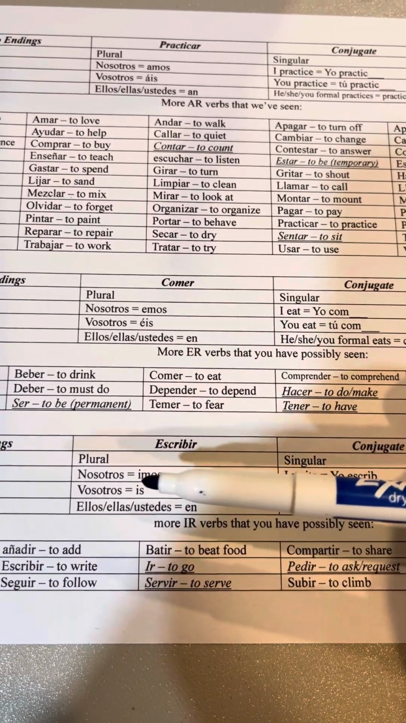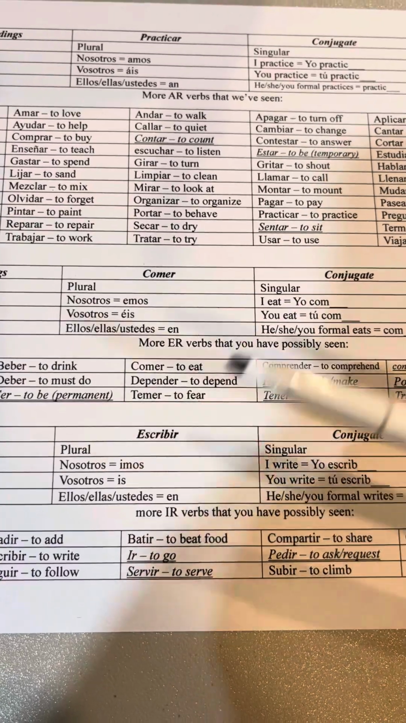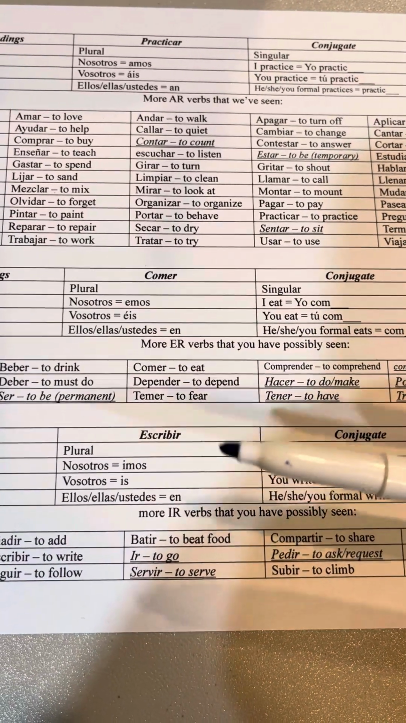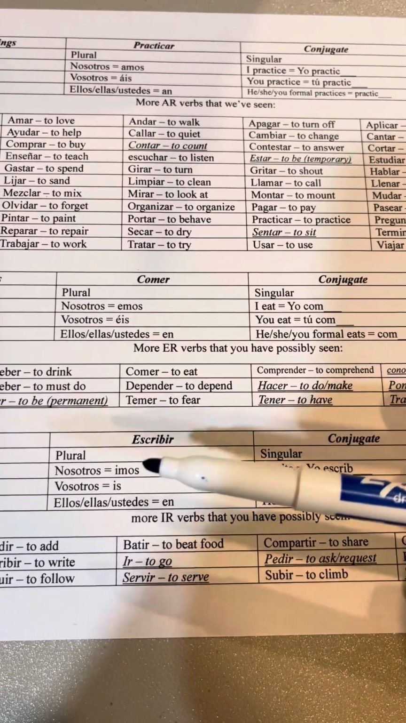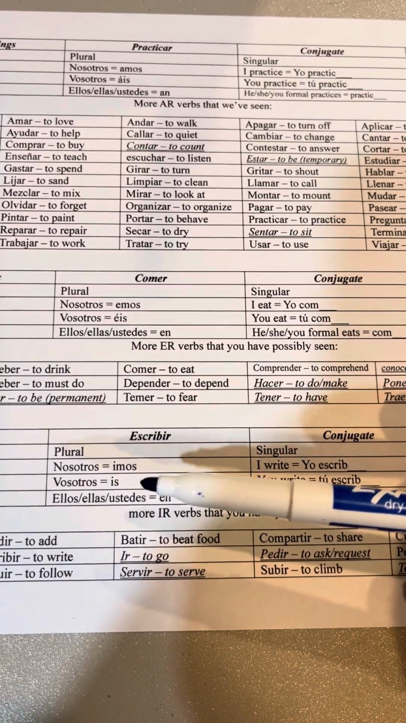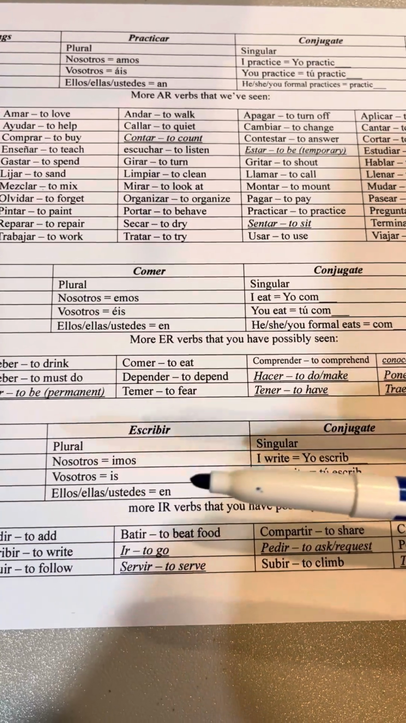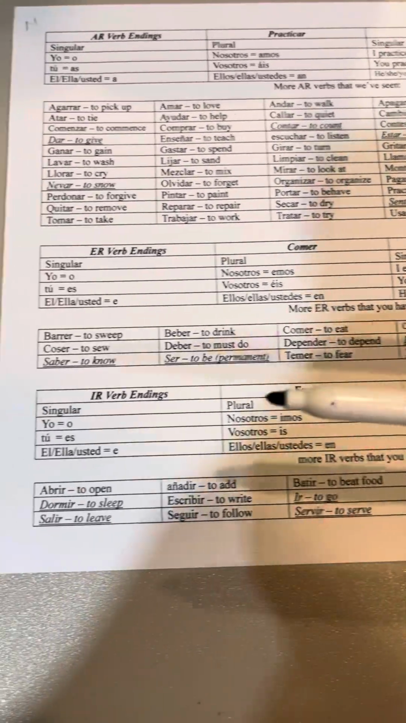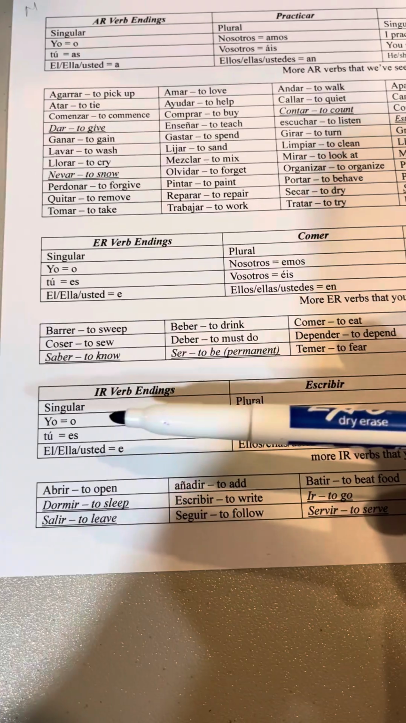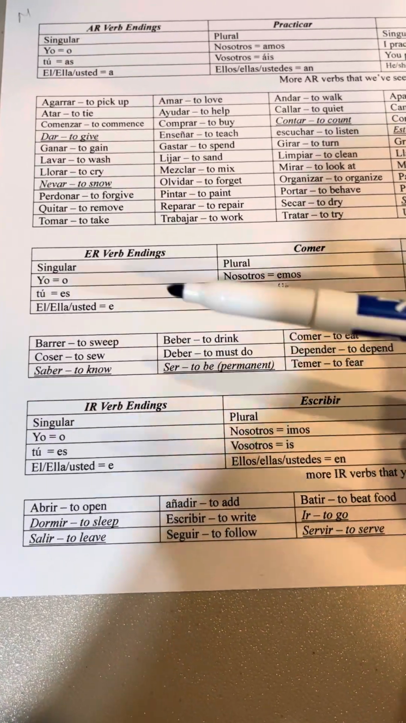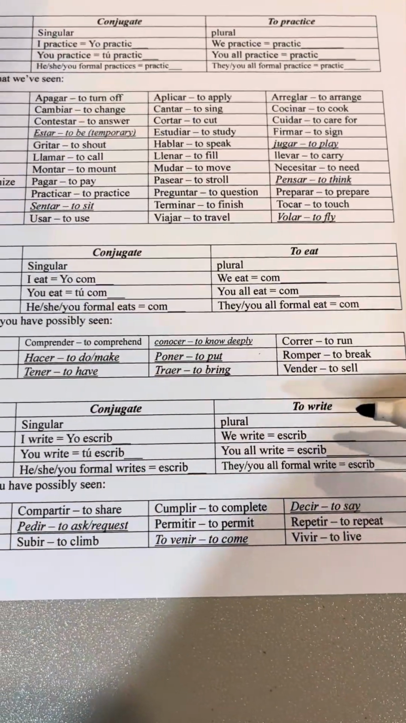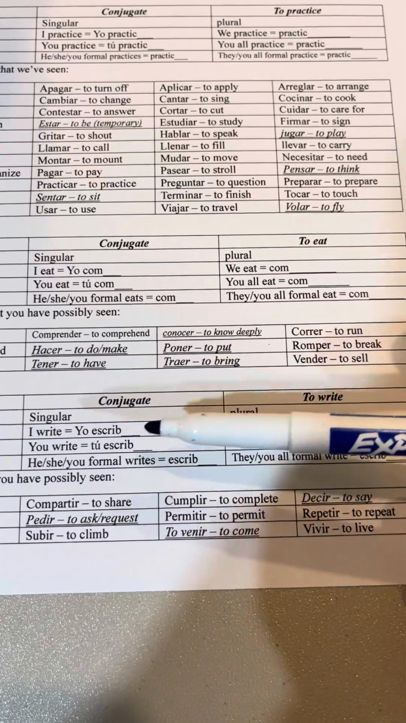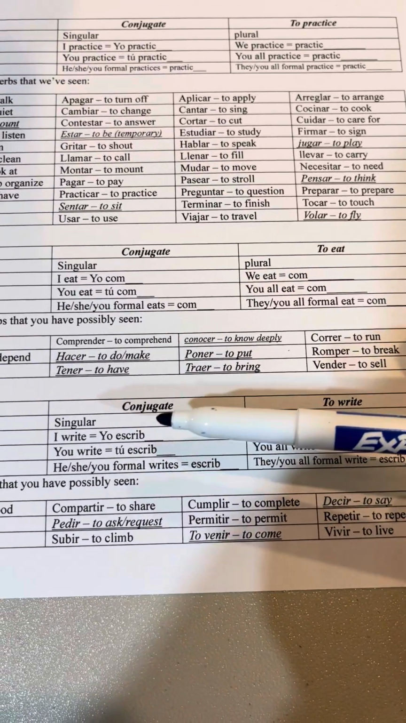Escribís, with the accent on that I. Escriben. So the I is reflected in the we and the y'all from Tennessee form. Otherwise, the they and ustedes, the yo, tú, el, ella, usted is the exact same as the ER endings. So we take the verb escribir, to write. I write. Yo escribo.